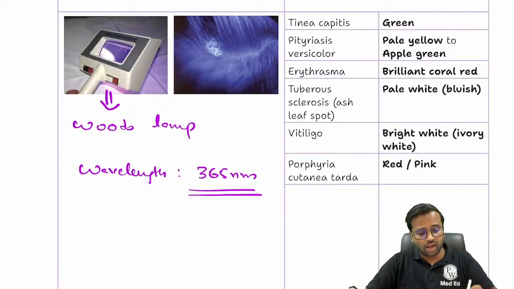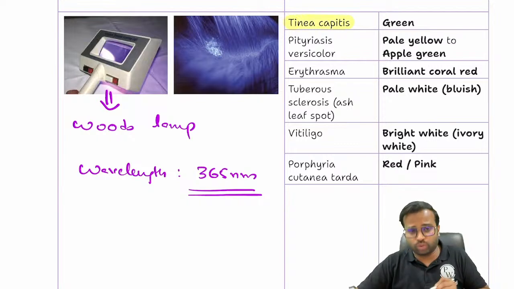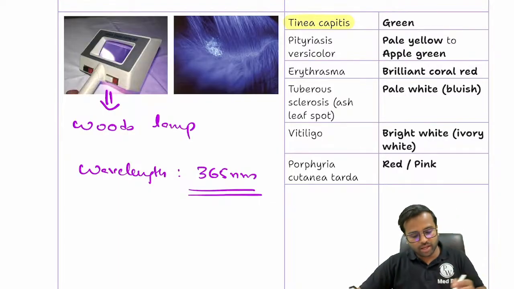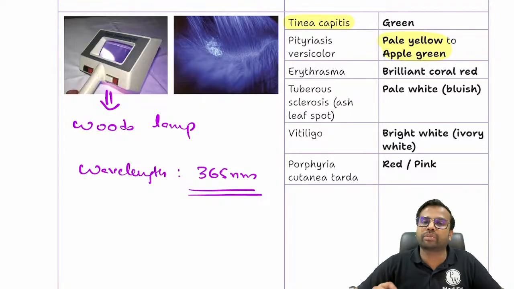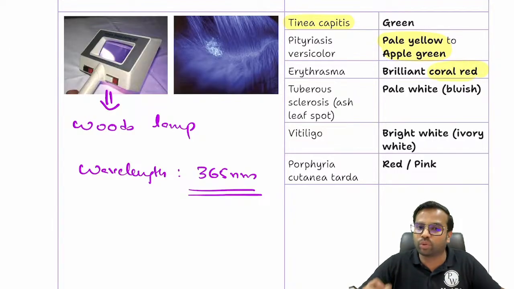of fluorescence, out of which when you see the scalp, if you see a green color fluorescence, this can be seen in Tinea capitis. And in Pityriasis versicolor, which is called as a fungal infection, here you can find a pale yellow or an apple green. In one of the FMG exams, they asked you what is the fluorescence that can be seen in erythrasma. So remember, it's going to be a coral red fluorescence.